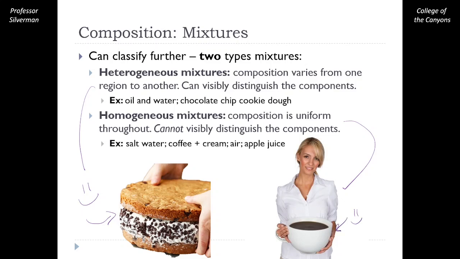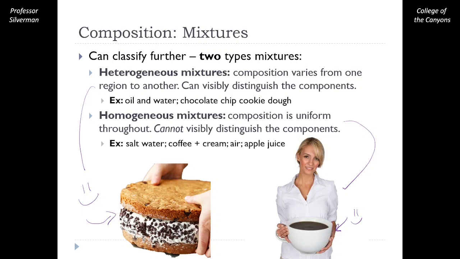Our homogeneous mixture here is this regular sized cup of coffee that someone might drink in the morning to get going. Coffee is composed of water, some caffeine, some different flavoring compounds, all that different stuff from the coffee beans that we extract. Can you look at that cup of coffee and see where the water is and where the caffeine is? Well, no, you can't. It's all mixed together uniformly.